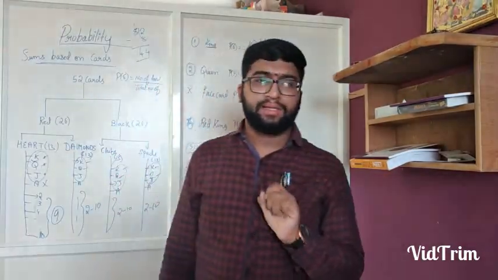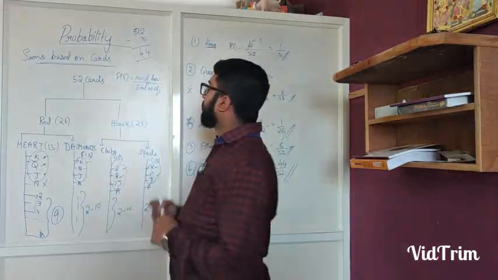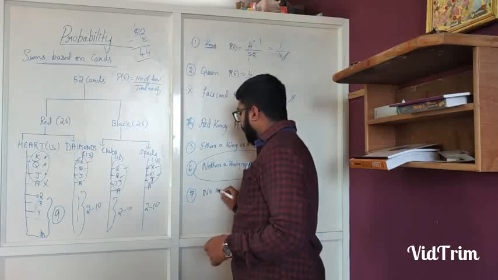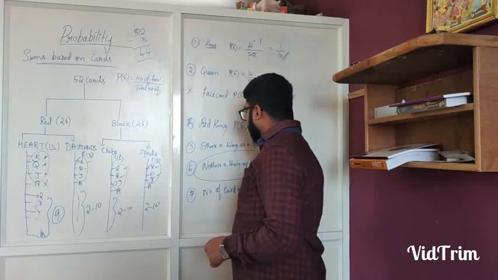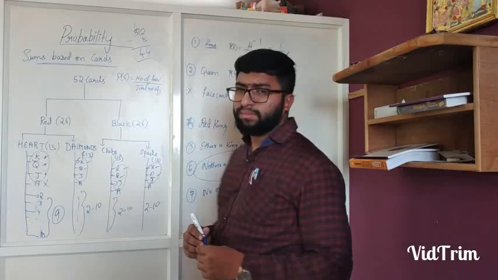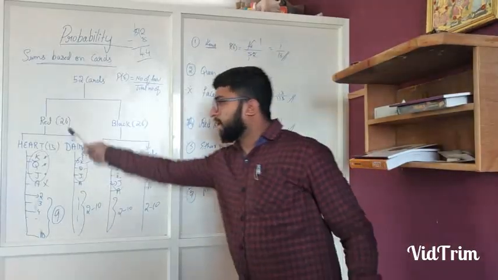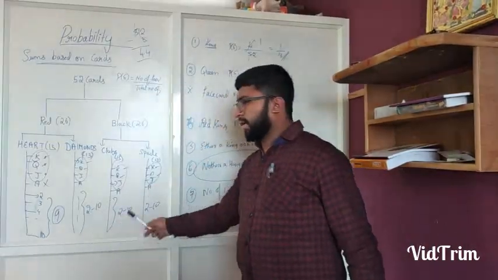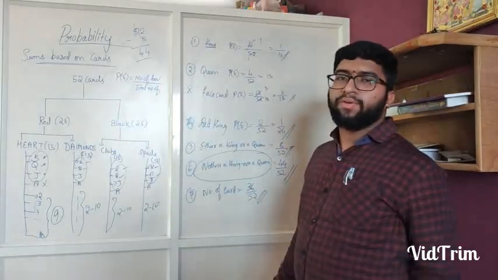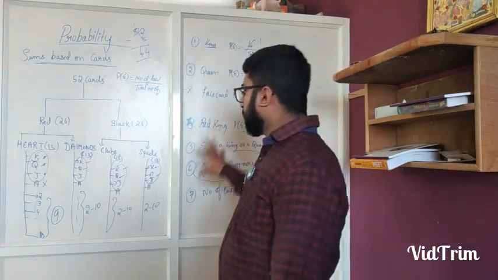If they ask you the question like this, what is the probability of getting a number card? It is very easy. The probability of getting a number card is nothing but 36 by 52. Finished. If you do the simplification, you get the answer. Here you are having 9, here 9, here 9, and here 9. Total you are having 36 number cards, 36 by 52. Okay, so this thing you should know.